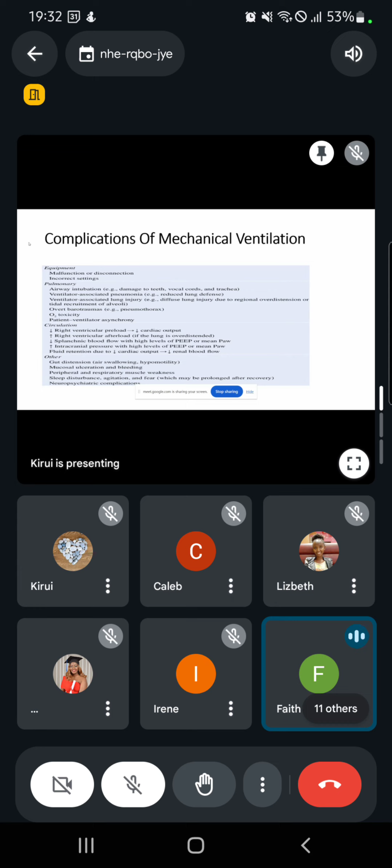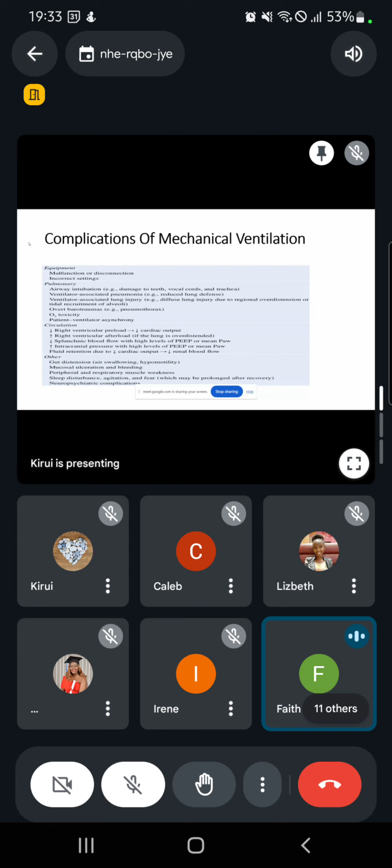So the next slide was just on complications of mechanical ventilation, and you can group the complications based on whether they are due to the equipment used. The equipment can malfunction or it can be disconnected, or again you can have incorrect settings or incorrect mode. And the other complication is pulmonary. During intubation, you can cause damage to the teeth, vocal cords or the trachea. Then there's also a risk of ventilator-associated pneumonia due to reduced lung defenses.